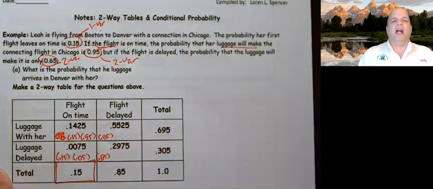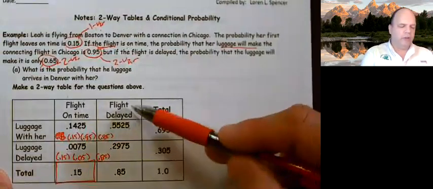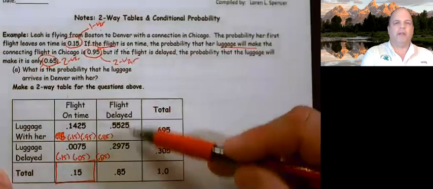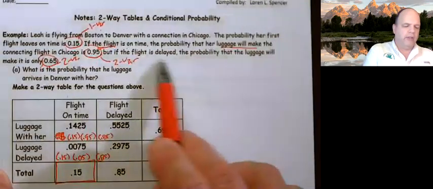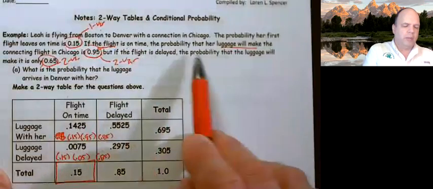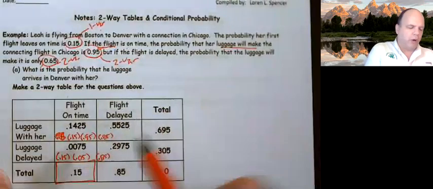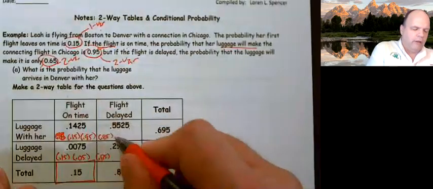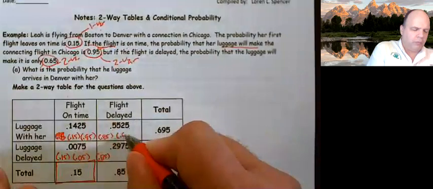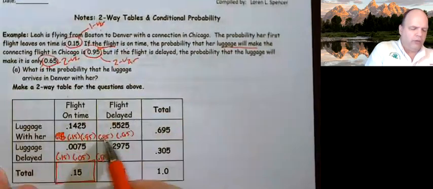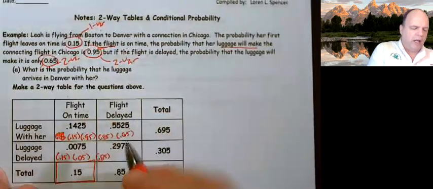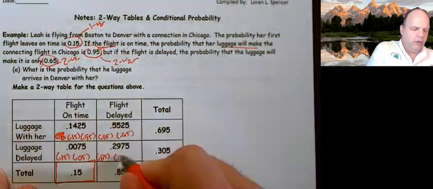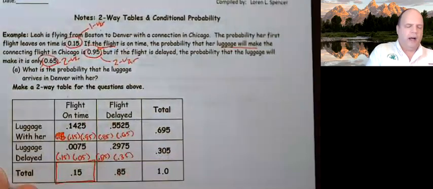Now we need to look at the 0.65. If the flight is delayed, so now we're looking at the flight delayed column, the flight says flight delayed, so that's what tells us where we're looking. The probability that our luggage will make it, so we're also looking at luggage make it and flight delayed, is 0.65. So this times this will give me this. 1 minus that is 0.35. This times this will give me that.